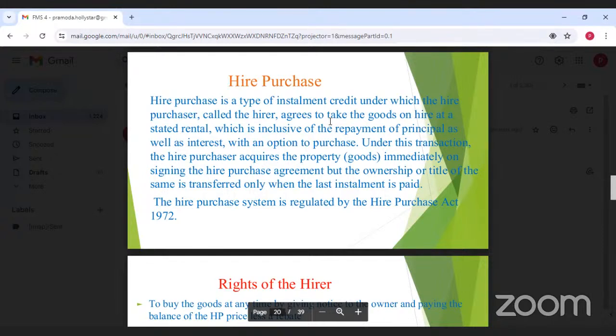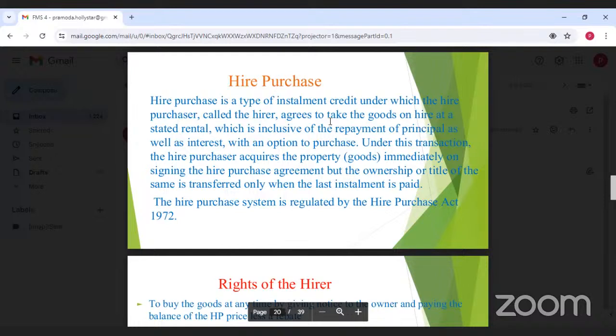This system is regulated as per the law of the Hire Purchase Act 1972. In the year 1972, this act was introduced. The question you may get is, when there is an installment system, why has the hire purchase system come into the market? Because under the installment system, the banks or financial institutions encountered one major issue: there are many customers who make the down payment, take the physical possession of the goods, and in the installment system, ownership will be transferred immediately.